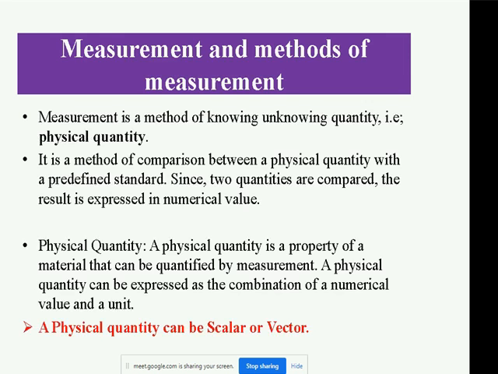So measurement is a method of knowing an unknown quantity, meaning the value of the unknown quantity that is not known to us. To measure the unknown quantity, we use measurement. Measurement is a method of knowing the unknown, the quantities whose values are not known to us. To find out or to know the value, we need measurement, meaning of the physical quantity. In measurement we generally measure the physical quantity, and a physical quantity is the property of a material that can be classified by measurement.